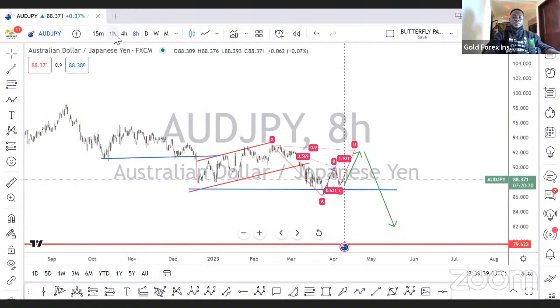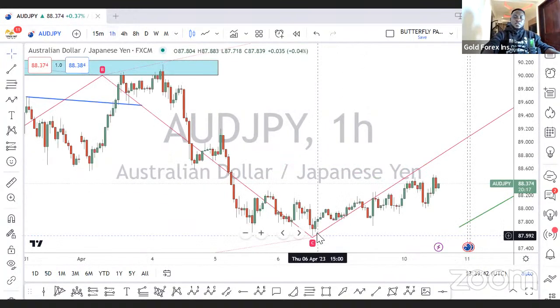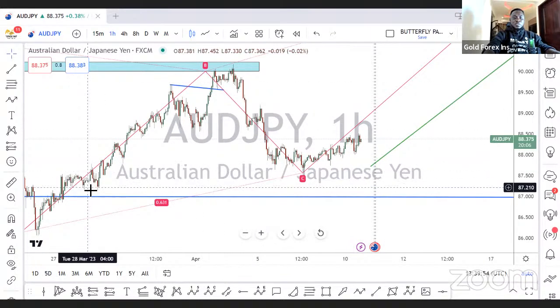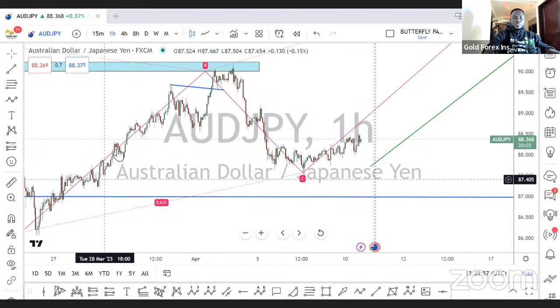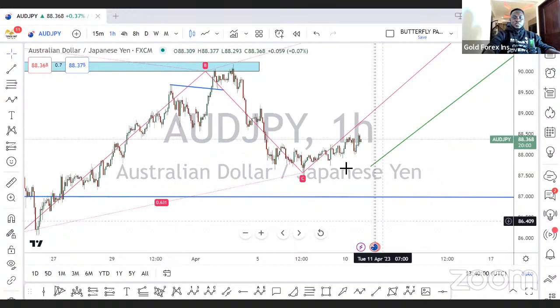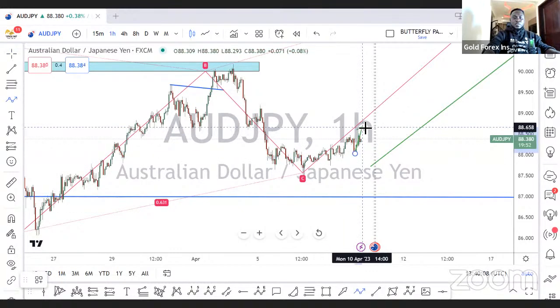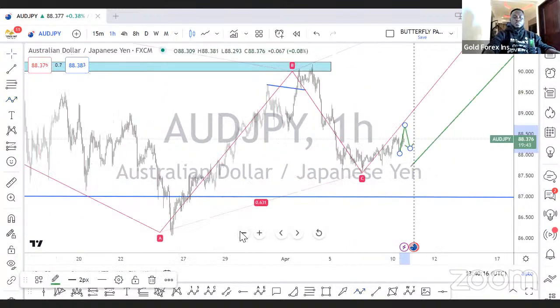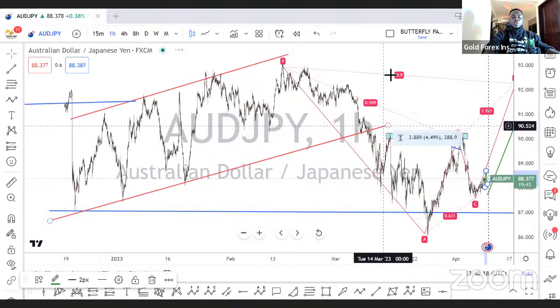So on the lower time frame, look for the flags. Anytime you see a pullback, you can join. So once you see pullback, you join, pullback, join, pullback, join. Maybe it will break here, cause pullback, you join. Okay? So be careful about AUDJPY.